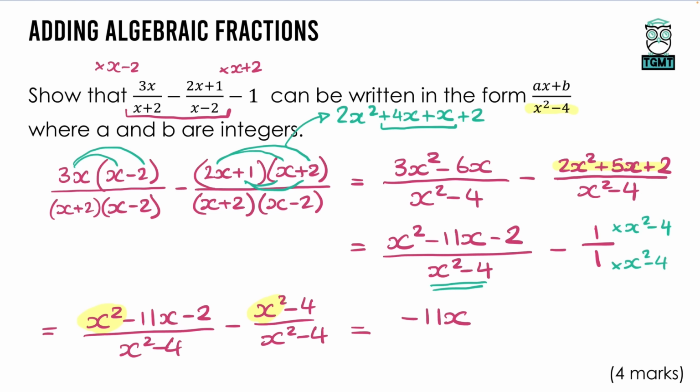Again, you can use a calculator for this, but that's going to become plus 2. And then on the denominator, we have x squared minus 4. And there we go, we've joined it all up. Now, normally I would write that as 2 take away 11x on the numerator, but it wants it in the form ax plus b, so we'll leave it in that form there, minus 11x plus 2 all over x squared minus 4.